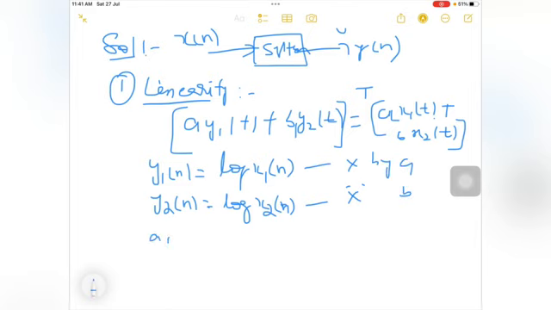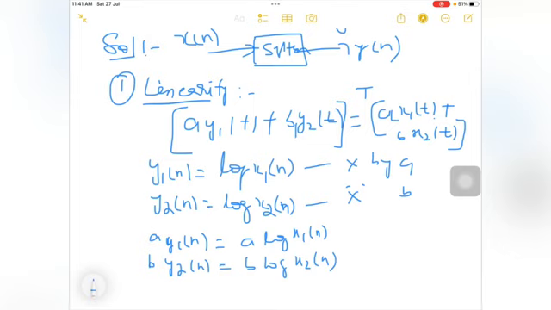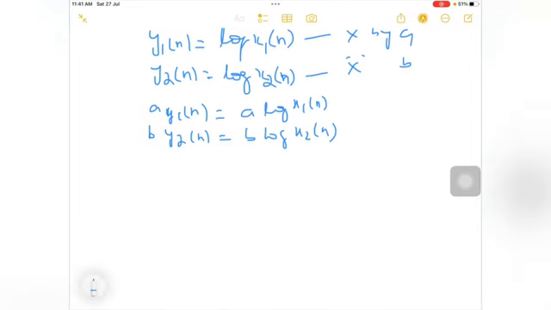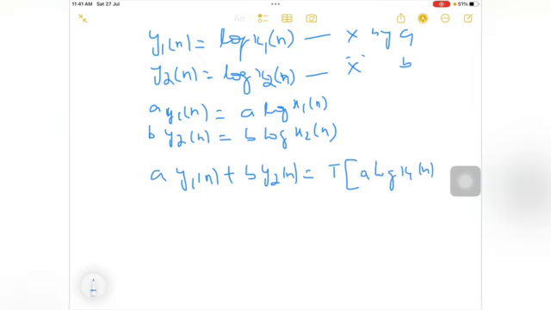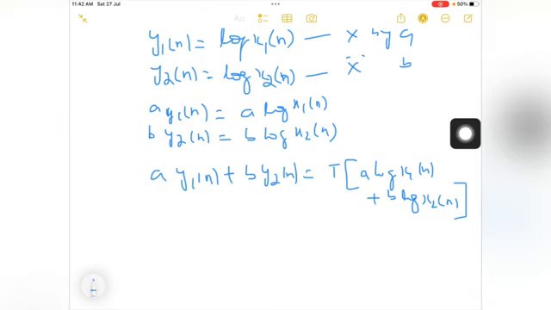What will we get? a into y1 of n, which is equal to a into log of x1 of n. Similarly, b into y2 of n is equal to b into log of x2 of n. Now we can add these two, and you will get a y1 of n plus b y2 of n, which gives rise to the system response as a into log of x1 of n plus b into log of x2 of n. Is it right? That's what I am doing now.